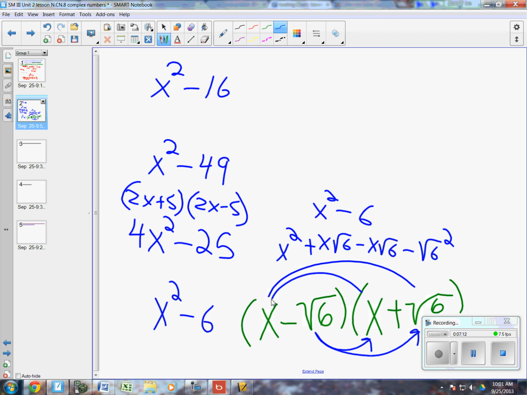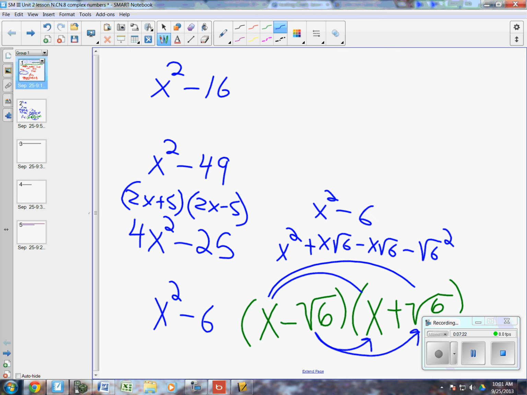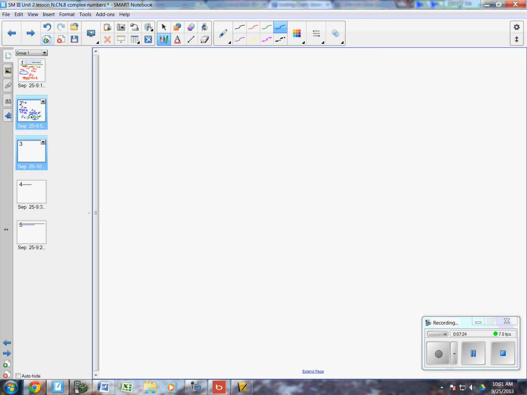Okay, that leads us, going back here, we want to now talk about the sum of two squares. Now, this is where we're going to get into complex numbers. Okay, so I'm going to go back here, and I'm going to talk about this one, x squared. I wrote some examples down here. I got to look at them. Let's do x squared plus 16.